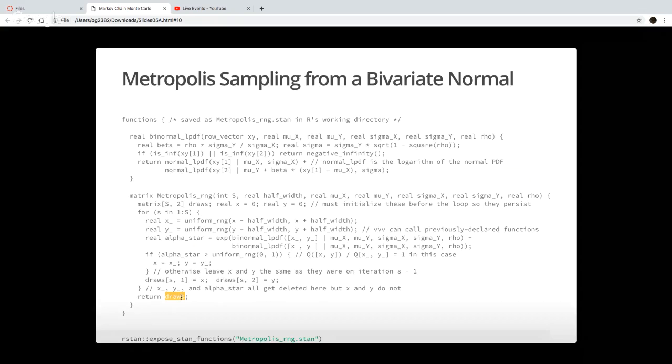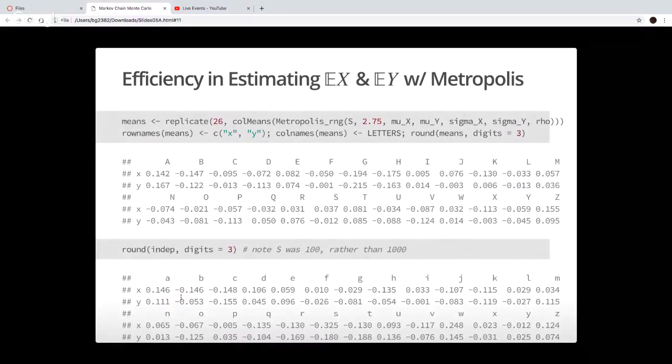Anyway, I expose that to R, and what I do here is repeat this process 26 times, because 26 is the most I could fit on one slide, calling my Metropolis function to run for 1,000 draws with the parameters that I tell it, and my half width of 2.75, which is like a tuning parameter that I played around with to get the best results. Anyway, do that whole process 26 times, so obtain like 26,000 draws from a bivariate normal.